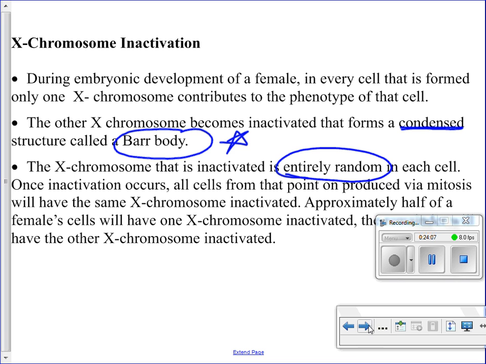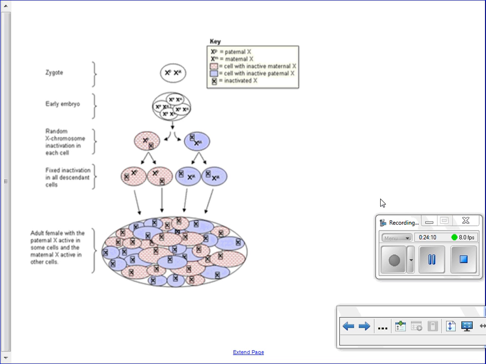So if we take a look at this picture that we see here, it's showing that in the original zygote, this is the X chromosome that came from the father, the paternal chromosome. This is the X chromosome that came from the mother, the maternal chromosome. And this picture down at the bottom here is just a representation of an adult female and all of the cells in that adult female, which again, if we're talking about a human, could be trillions of cells, and it's just showing that we have this sort of random distribution where some of the cells have one X chromosome turned on and other cells have the other X chromosome turned on.